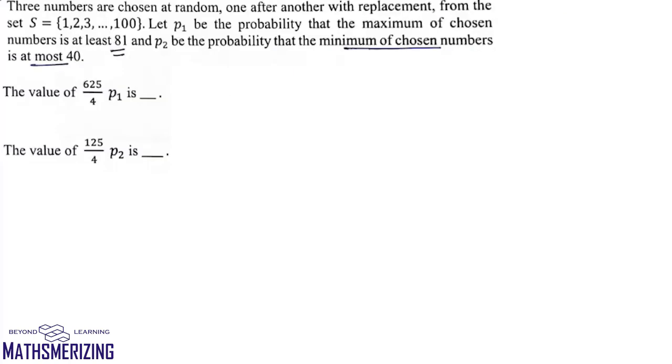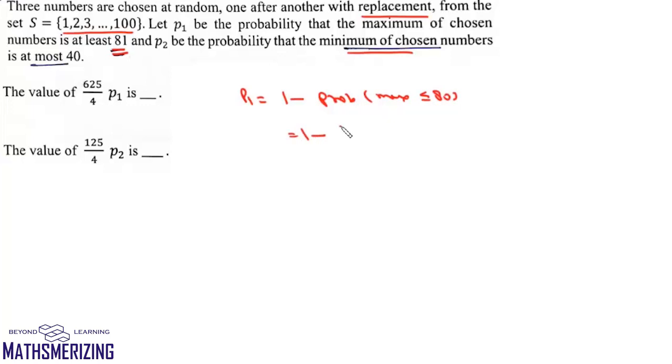Now the question is, three numbers are chosen at random, one after another with replacement, from the set S equals 1, 2, 3 up to 100. Let P1 be the probability that maximum of chosen number is at least 81, and P2 be the probability that minimum of chosen number is at most 40. Now P1 is this probability that maximum of chosen number is at least 81. Now we can find this probability by taking the complement. So we'll find 1 minus the probability that in each of the three cases, this maximum value is 80 or less than 80.